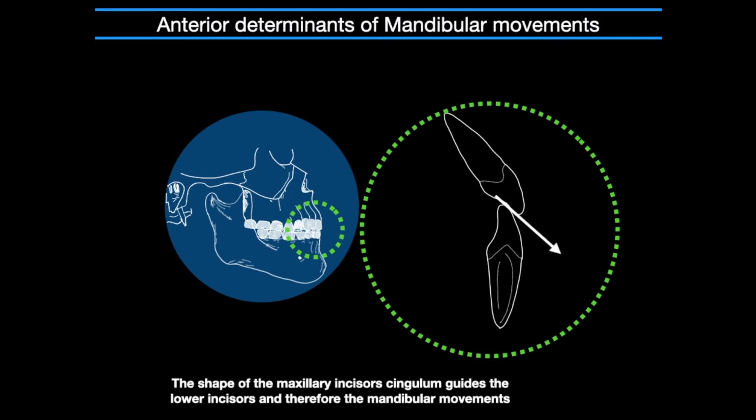Here we can see how the maxillary incisors act as a determinant of mandibular movement, by limiting the movement of the lower incisors and therefore the mandible downward and forward during protrusion.